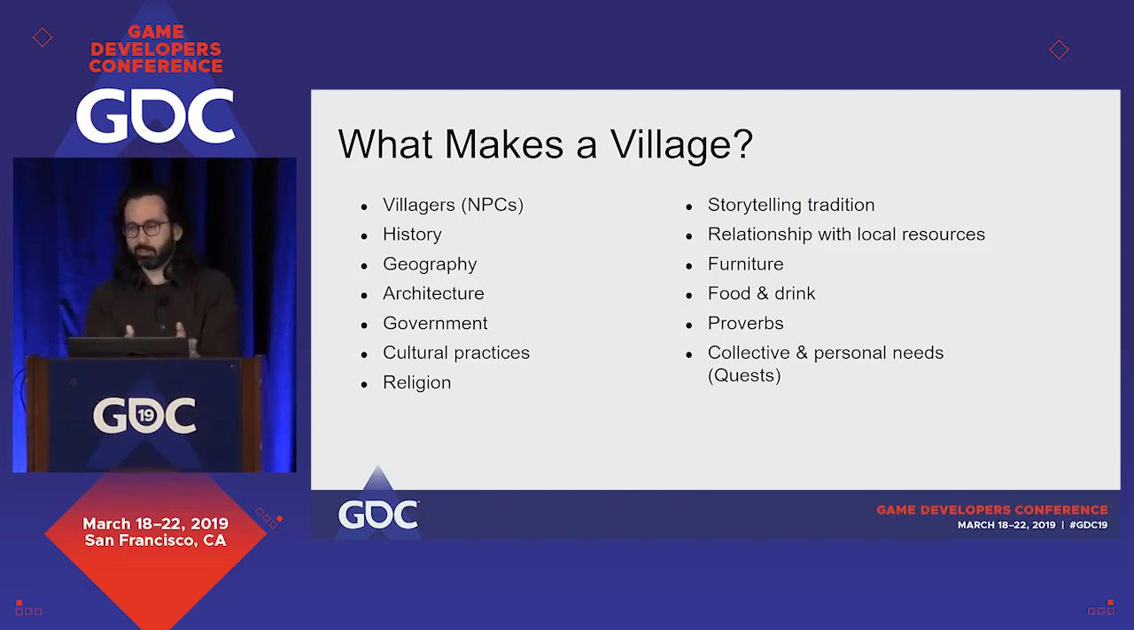The village is going to have a relationship with local resources. Maybe they cook a particular meal. They use a local ingredient to do that. They're going to have furniture styles for the furniture that exists in all of the buildings. There's going to be some food and drink, like signature dishes for each meal. We procedurally generate dialogue for these NPCs, and so sometimes they have proverbs that they've sort of invented based on their history and their culture. And then finally, we have the collective and personal needs of the village, which we're going to be modeling, as most RPGs do, as quests.